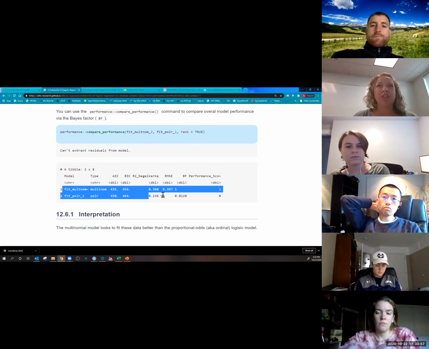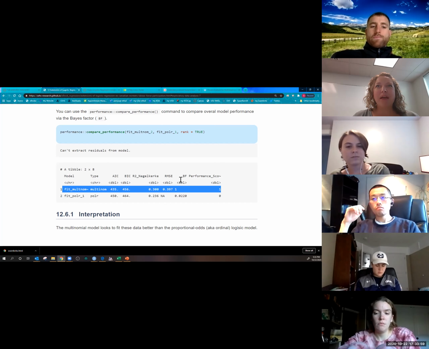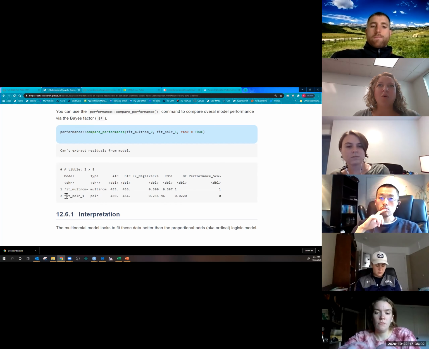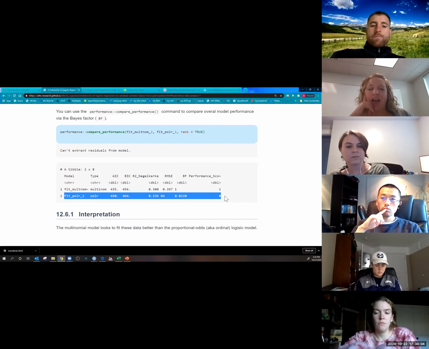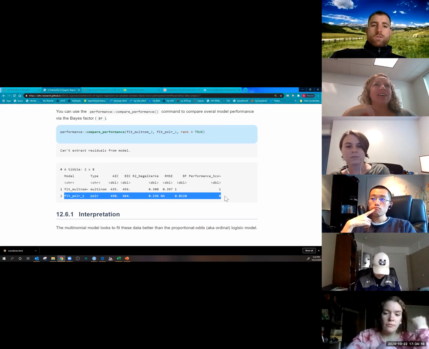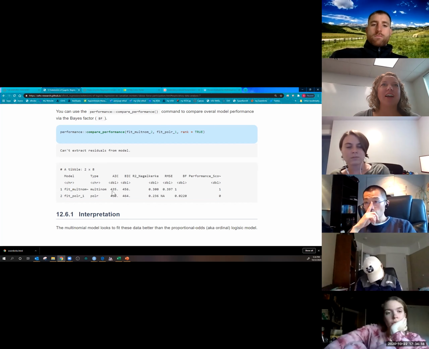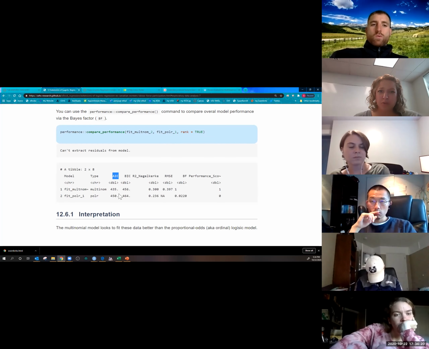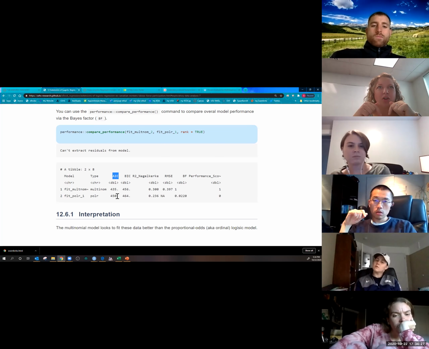Now, if you look at the multinomial, the Bayes factor is 1. Notice on the ordinal logistic, which value does it not have? Ordinal logistic can't give an RMSEA, but let's look at the Bayes factor or AIC. The best model will have an AIC that's bigger or smaller? Smaller. So which model fits better according to AIC?